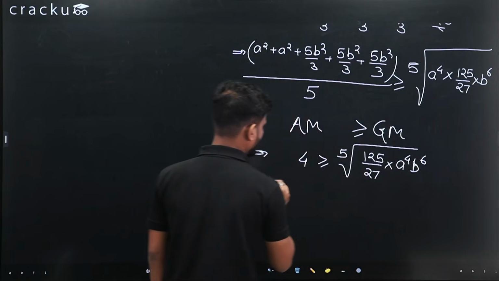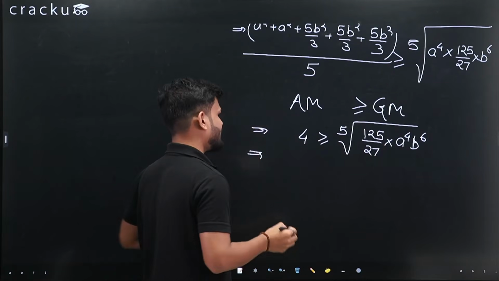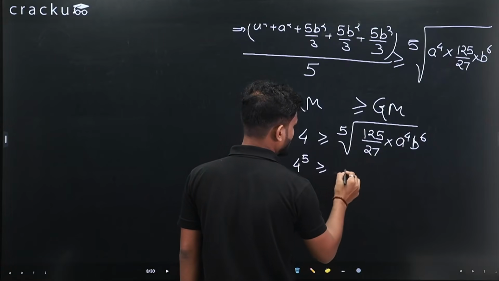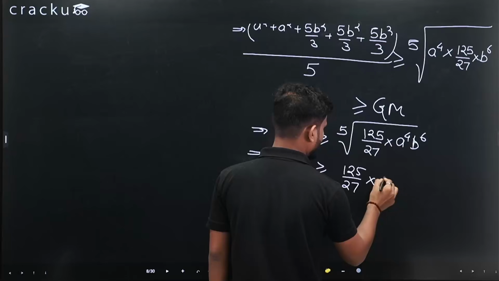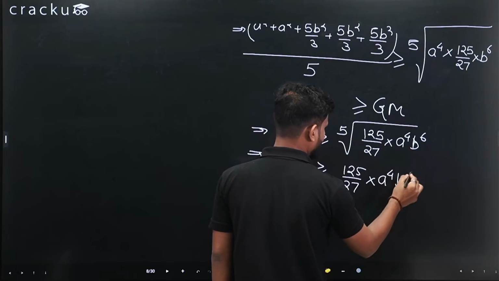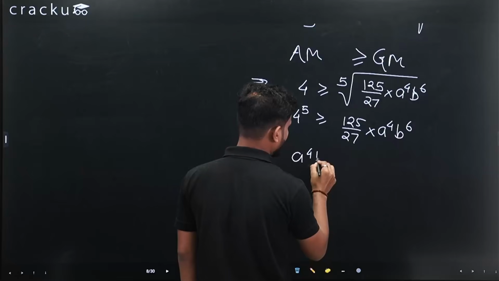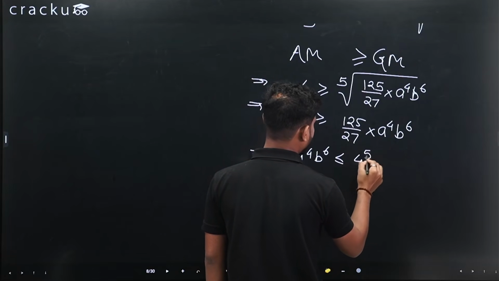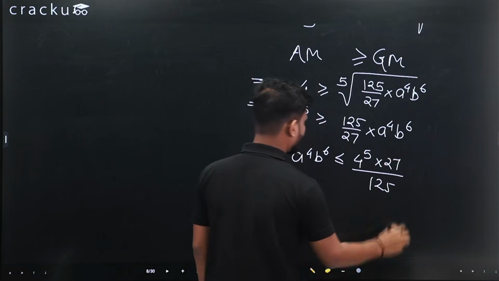And this is the fifth root. Now raise both sides by power 5. So 4 raised to 5 is greater than or equal to 125 by 27 into a raised to 4 into b raised to 6, or I can say a raised to 4 into b raised to 6 is less than or equal to 4 raised to 5 into 27 divided by 125.